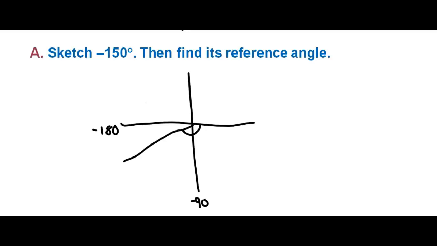And when they say find its reference angle, what that means is the acute angle of a triangle that would be formed with an axis. So clearly, this forms an acute angle here with this negative x-axis. So we would call this angle theta here my reference angle, which in this case would be 30 degrees. So here we've sketched the negative 150 degree angle, and we're naming the reference angle as 30 degrees.